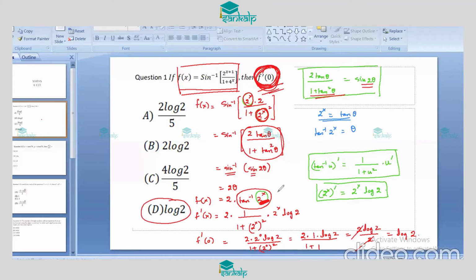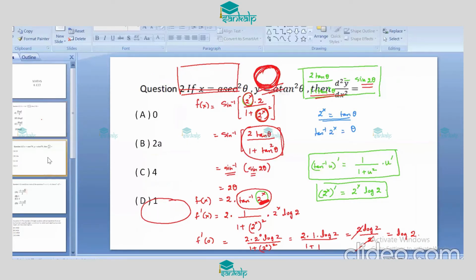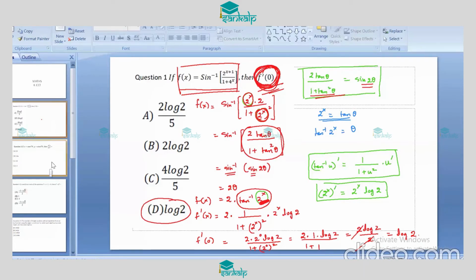So actually this is shortcut method and easiest method. Like this, I will be telling you whenever necessary a few shortcut methods for each question as we have done here. Okay, let us go to the next question now.